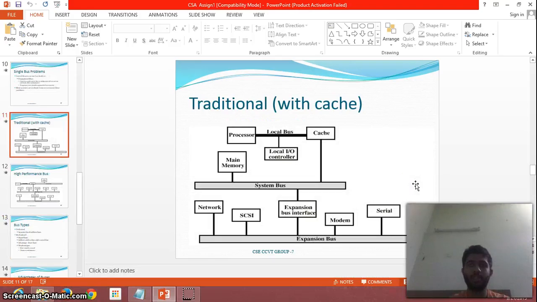Now, this figure shows how buses are connected in our system and how they connect one component of the system to another. It shows the interlinking of network and SCSI, small computer system interface, to the system bus, which connects our main memory to the CPU and other components. Here, caches act as an intermediate between CPU and memory, and are connected to the CPU by the local bus.